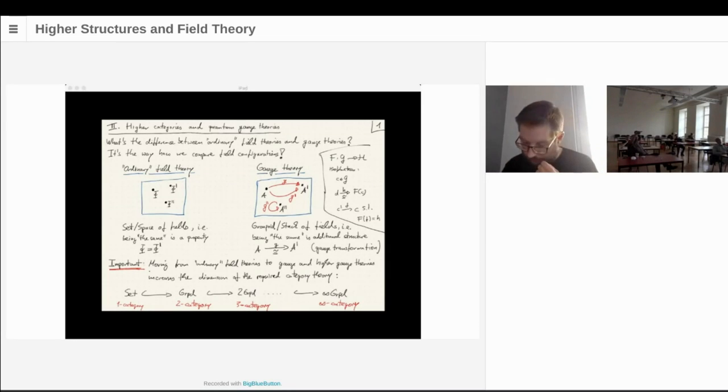Can you repeat this again? We didn't see it properly. Can you just show again this picture for groupoids? For groupoids, okay. Imagine you have a functor.